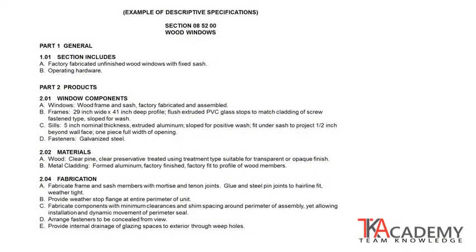This is an example of a descriptive specification. Looking underneath Part 2, you can see that we have a paragraph here that talks about the components, in this case for a window. We have a paragraph about materials, and we have a paragraph about fabrication, and this list can continue on and on. Underneath components, we identify the parts of components, the windows, the frames, the sills, and even the fasteners. Underneath materials, we call out the different materials that are part of this, the wood and the metal cladding.